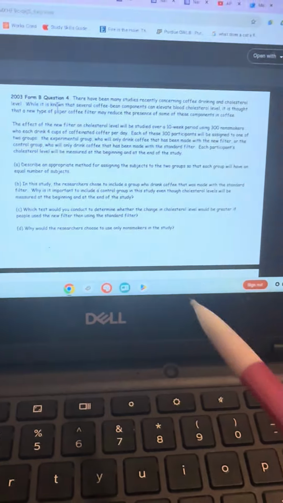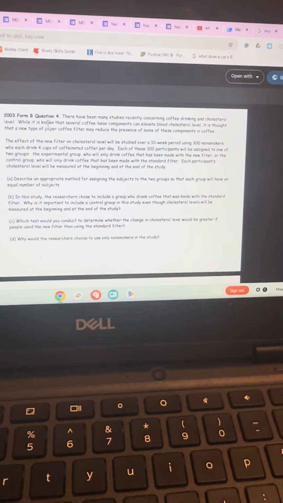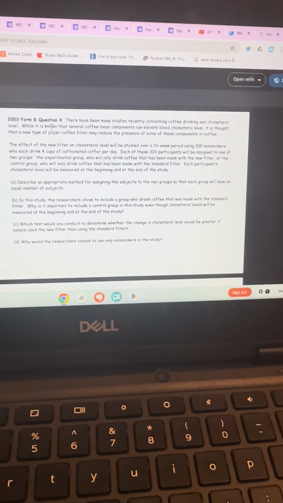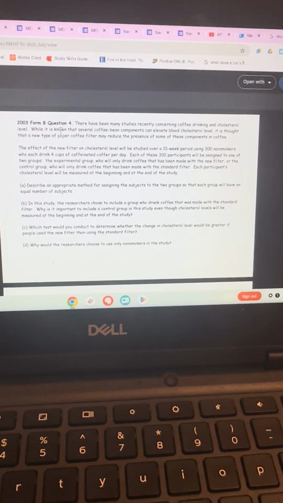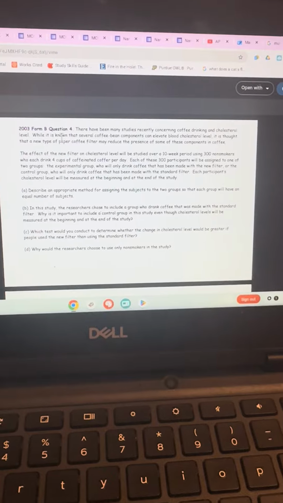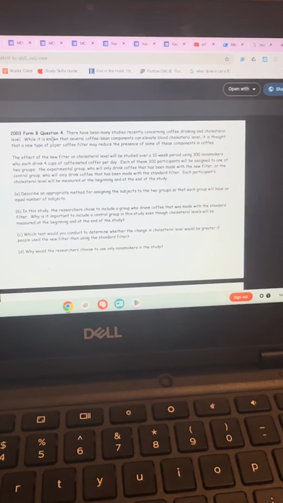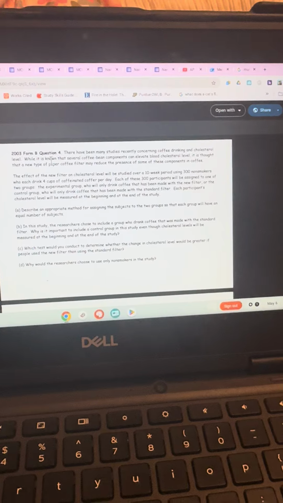The next question is, in this study, the researchers chose to include a group who drank coffee that was made with the standard filter. Why is it important to include a control group in this study, even though the cholesterol levels will be measured at the beginning and the end of the study? The main reason is, even though the cholesterol levels are going to be measured at the beginning and the end, you still don't want to accidentally create a confounding variable, like whether or not just normal coffee is doing it and not the filters.